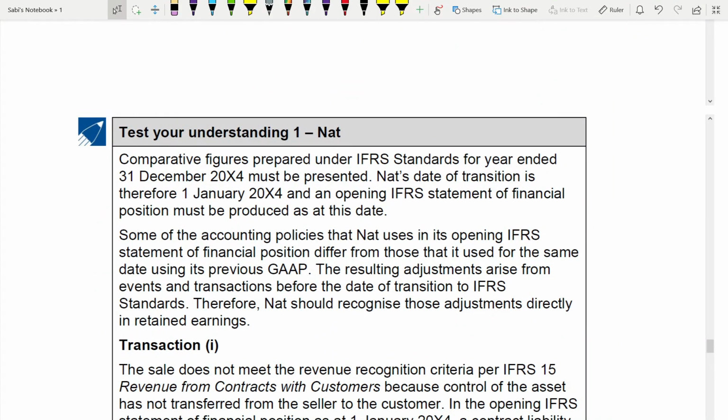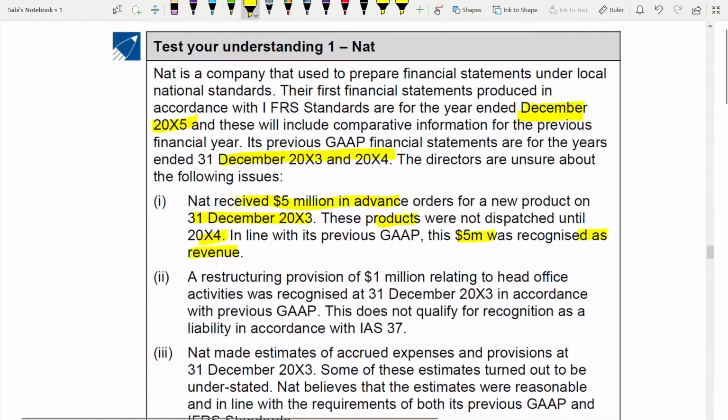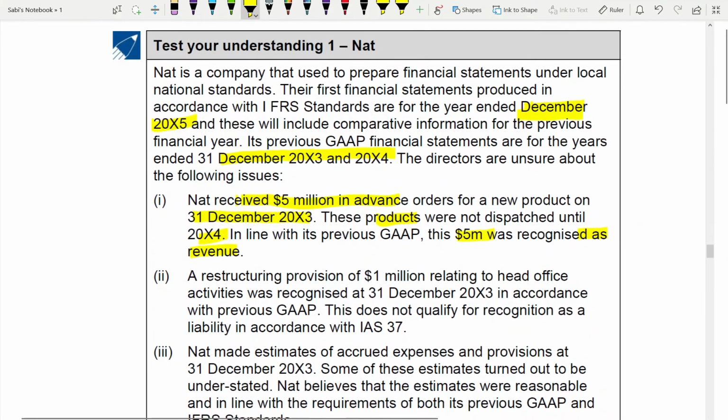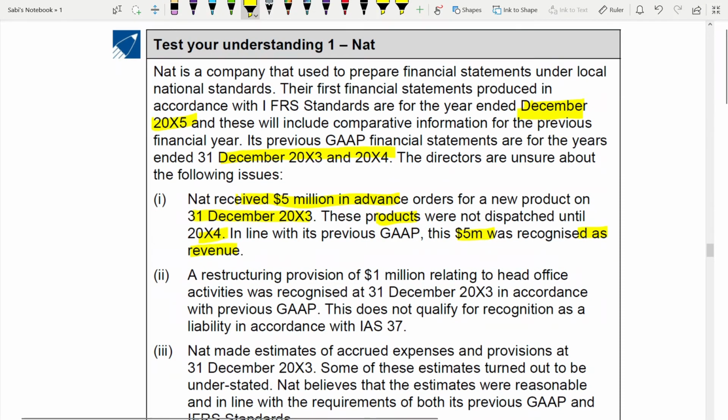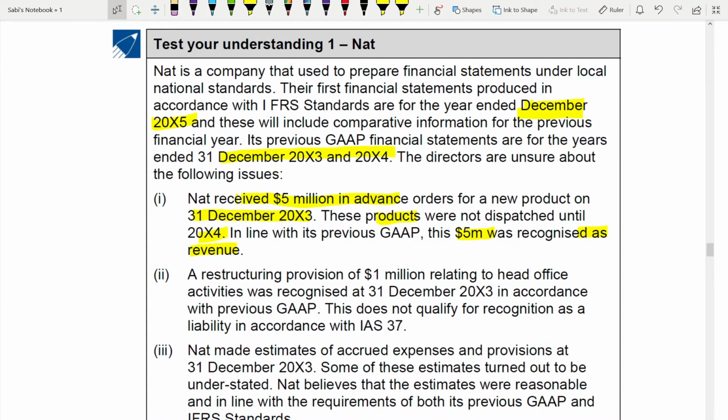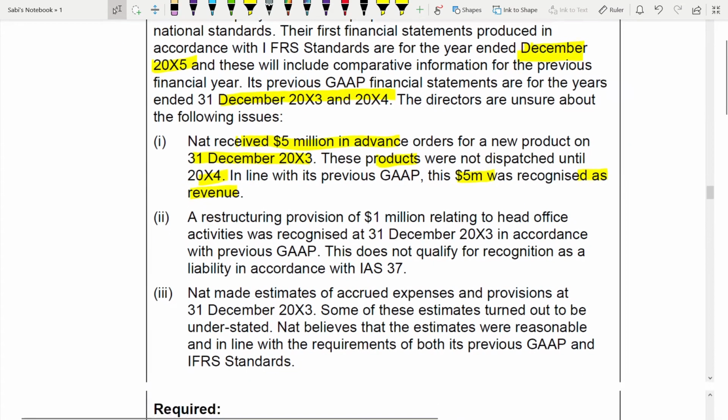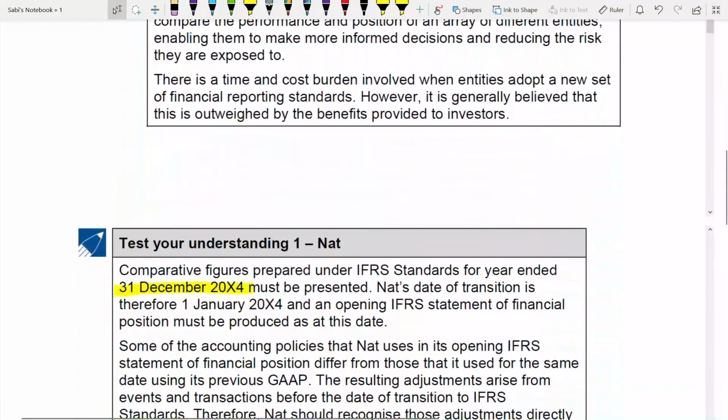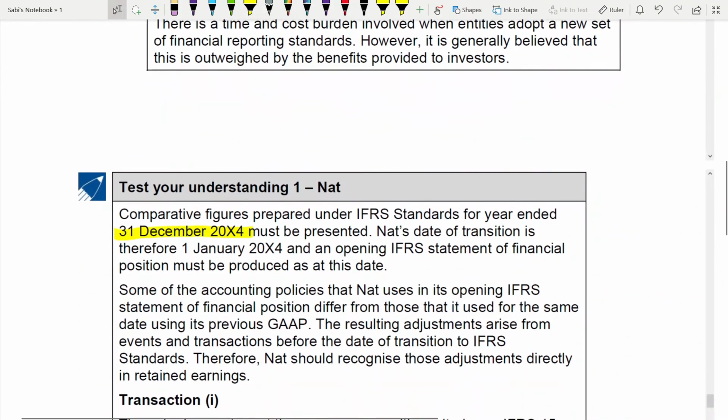So the comparative figure, you should know that comparative figures should be presented for this because your year end is 31st December 2005. Right? The first set of financial statements you produce using full IFRS was December 2005. That means the comparative will be a year before that, 31st December 2004. So comparative figures prepared under IFRS standards for the year ended 31st December 2004 must be presented.